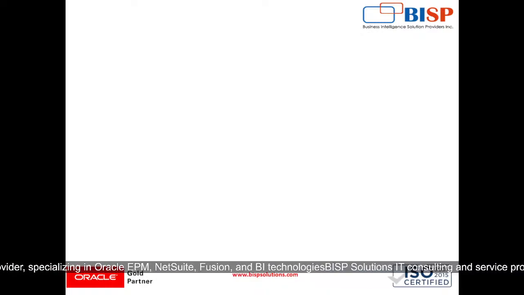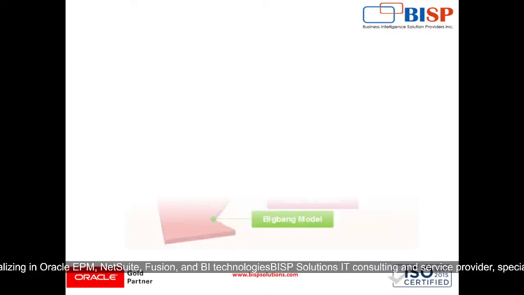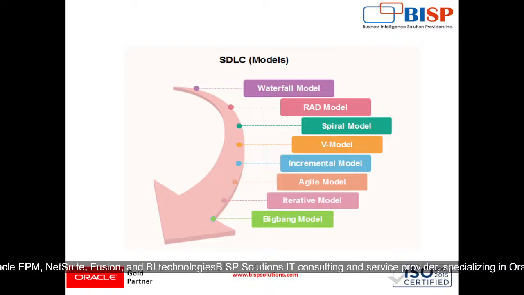Then comes our SDLC models. In SDLC models, we have the waterfall model. It is a sequential approach where each phase is completed before moving to the next. For example, in NetSuite, it is used for straightforward implementation like setting up standard NetSuite modules without extensive customization.